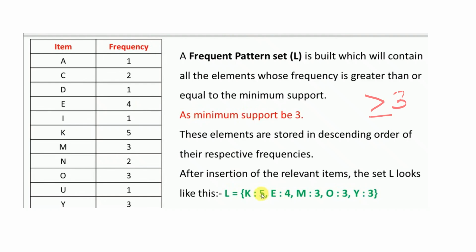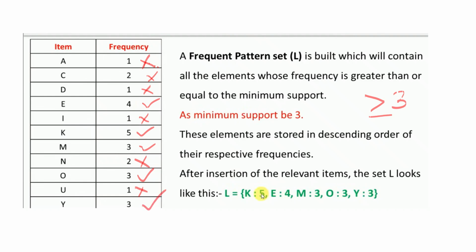So here, if you take A, its frequency is 1 and it must be removed. If you take B, it must be removed. If you take C, it is 2, so it must be removed, and D also must be removed. E is 4, which is greater than 3, so it can be considered. I is 1, removed. K is 5, it will be considered. M will be considered. N must be removed. O will be considered. U is removed. Y is 3, which is equal to 3, so it can be considered.